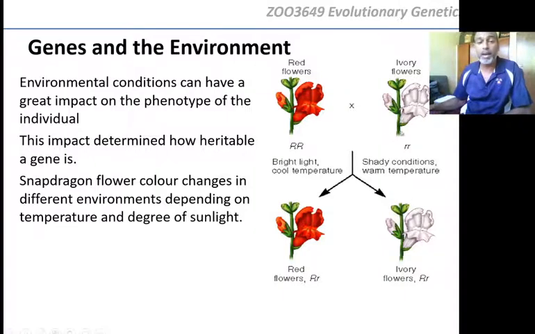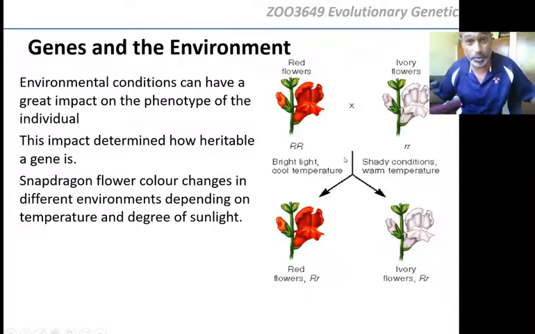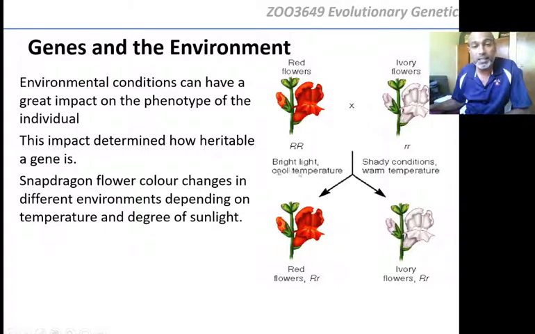So in this flower, like the snapdragon flower, you have the red, big R, mated with the recessive, small r, and what do you get? You get, of course you get heterozygotes, right? All the kids are heterozygotes from that mating. But if the heterozygote is grown in a bright light and cool temperature, all the heterozygotes will be red.